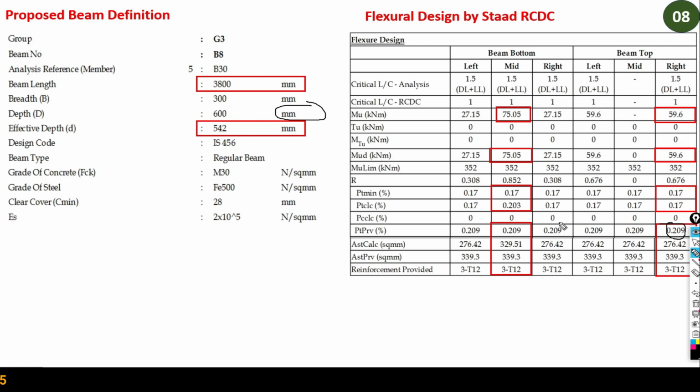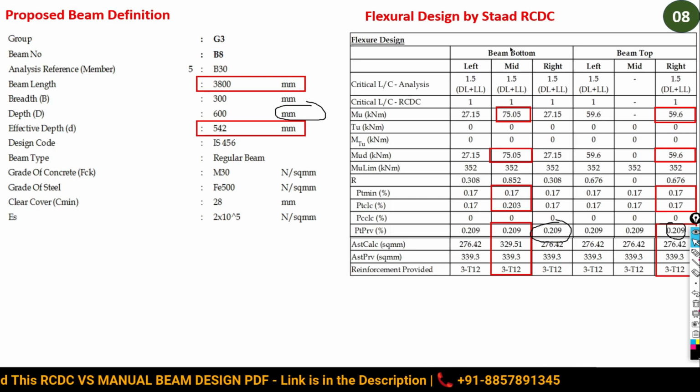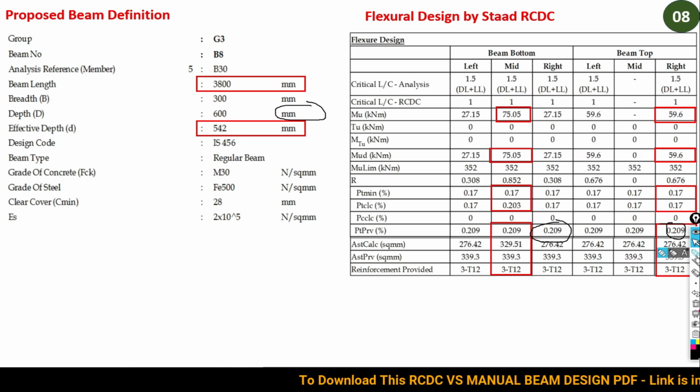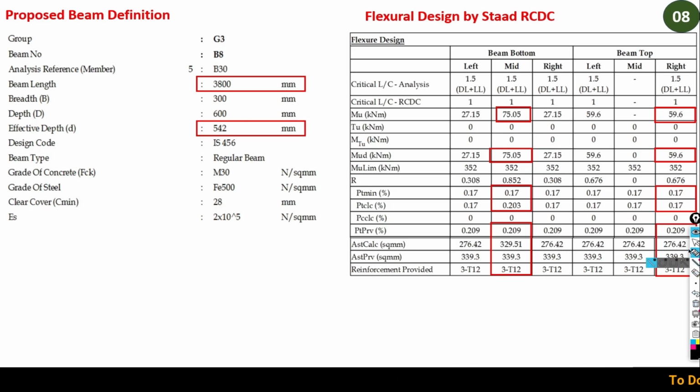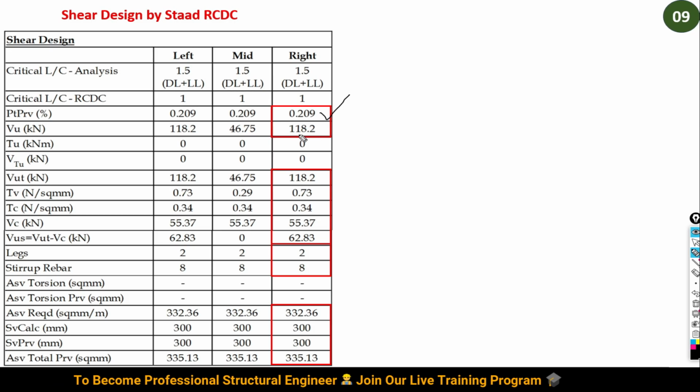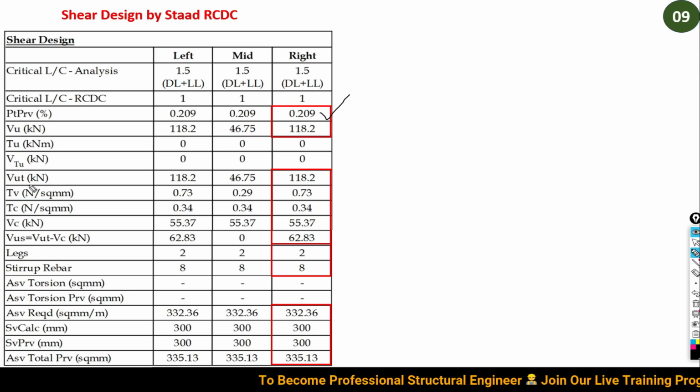Right, top and bottom everywhere 0.209. If it is different, you have to consider the minimum one. At bottom we are getting 0.209, at top right we are getting 0.209. In any situation, if you are getting different values, at that time you have to consider the minimum one. Okay, remember this point. But here no confusion, both the values are same. That's why we are going to consider 0.209 percentage of reinforcement, and shear force is 118.2 kilonewton. Now torsional shear is not there, that is 0. So the final design shear force will be 118.2.